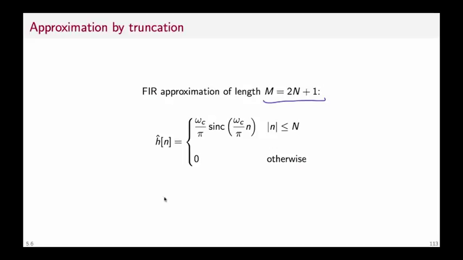And so here, hat h of n is equal to omega c over pi times the sinc of omega c over pi n, for n less than or equal to N in magnitude, and 0 everywhere else.